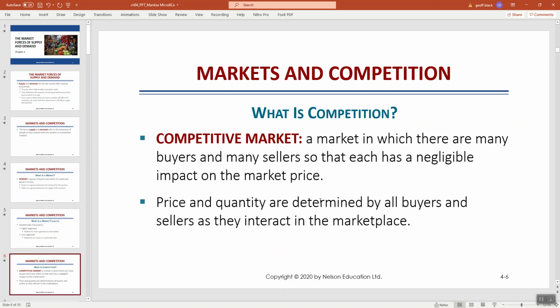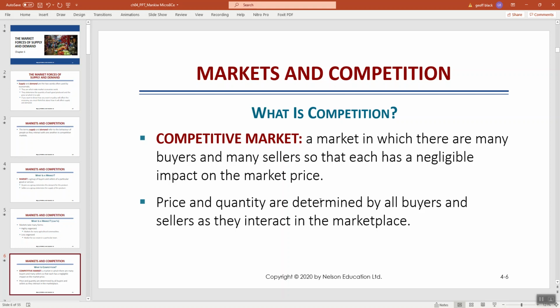Because if you had one seller that was really big and really dominant, they could influence the price simply by their own actions. Okay, so then it's not really as competitive as it should be. They have an edge, right?